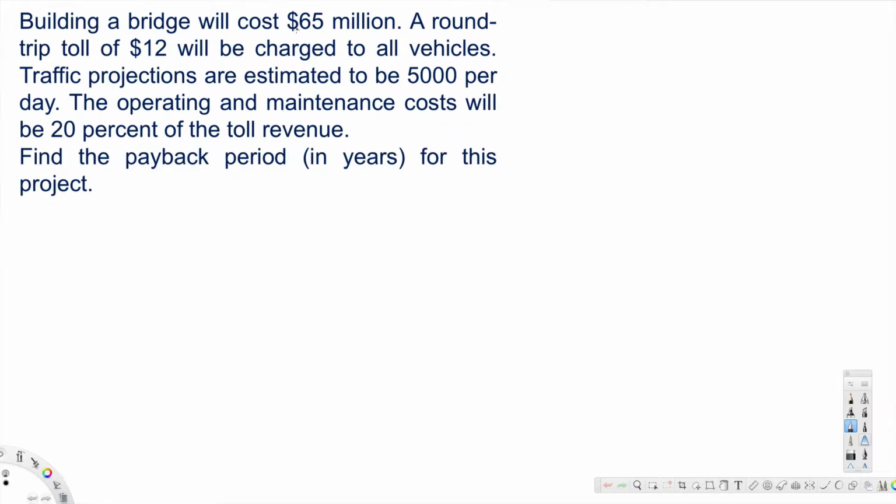Now first cost is given, 65 million, and also annual revenue we have to calculate. Annual revenue, that's equal to 5,000 times $12, 5,000 per day, so $12, and 365 days, times here 20%, that's 0.2. We have to subtract that one from 1, 1 minus 0.2, and if you calculate this one, you are going to get, let's calculate this one.